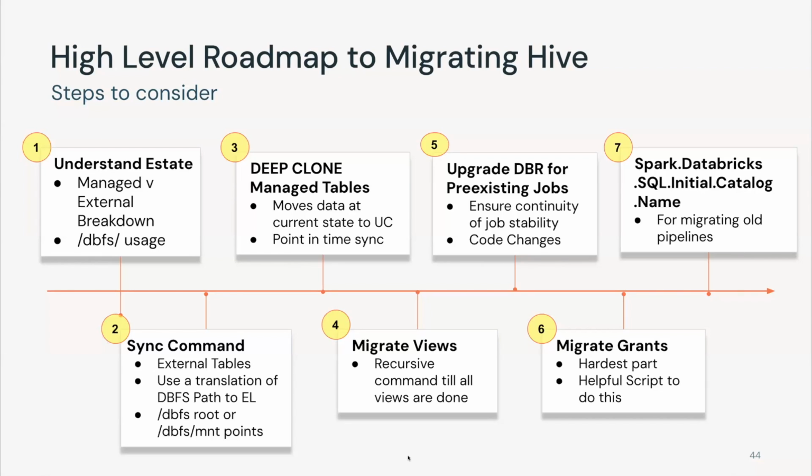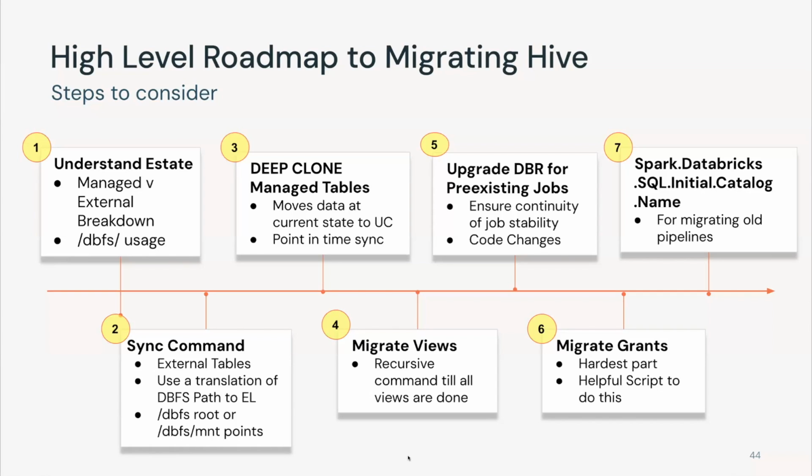Then once you have your external data synced, that means the schemas are synced and pointing to the same location. Then you do a deep clone on managed tables. You say, okay, all these managed tables need to be moved out of the Hive Metastore because they're encapsulated here. They need to be in Unity Catalog. So those go into whatever catalogs you want to put them in, which are backed by whatever storage location you want to save them to. And this is a point in time sync, so you want to make sure that you keep running deep clone on any tables that are still being updated.